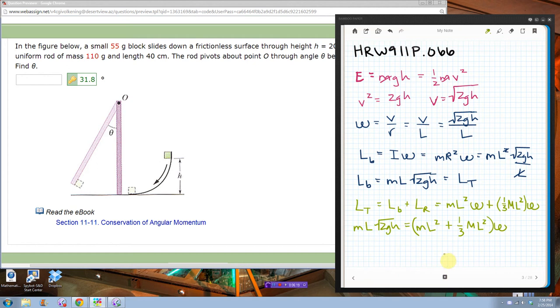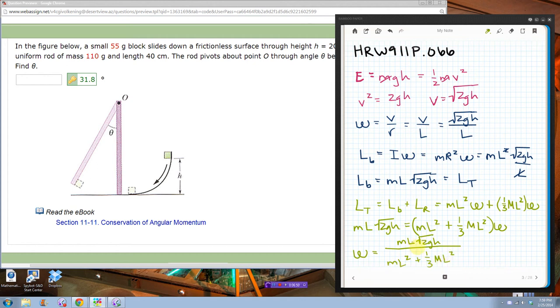Like that. Okay? And then I would divide both sides by this chunk here, and that would give me omega. Okay, omega equals... I'm running out of room, aren't I? M L square root 2GH over M L squared. Oh, notice the L's are going to go away. That's nice.